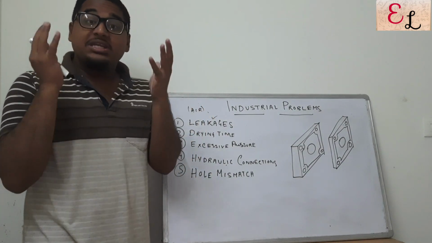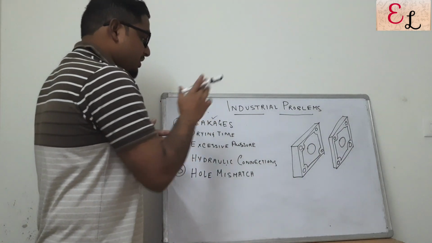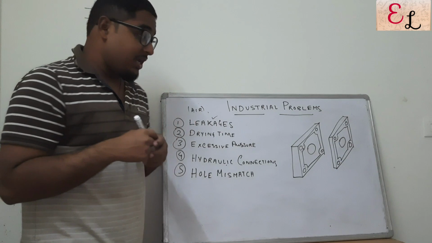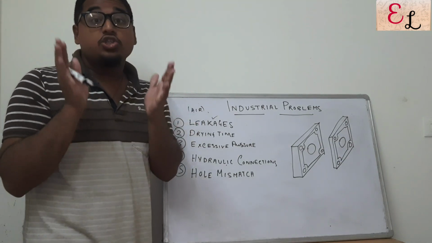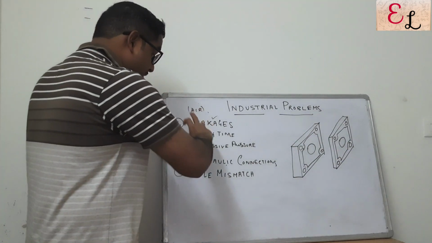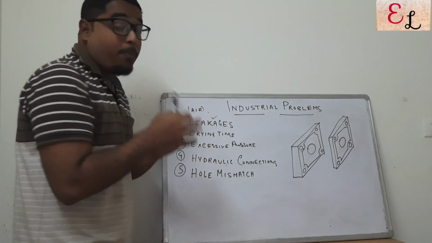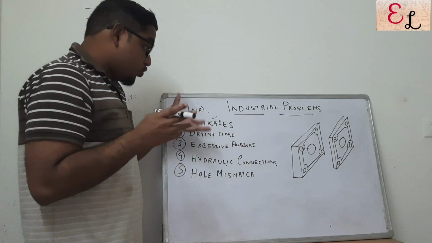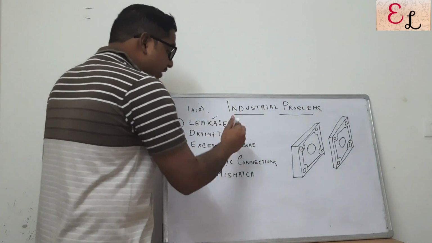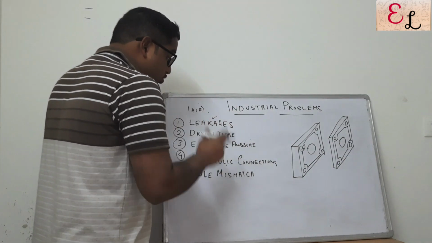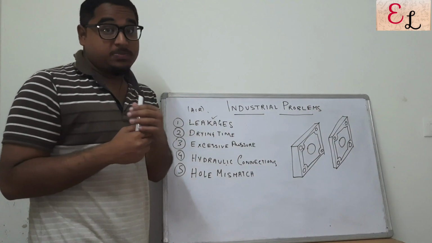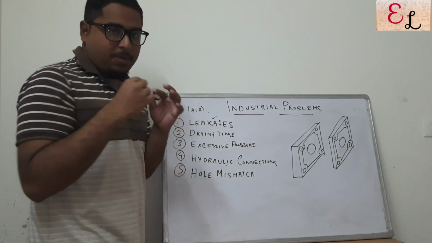Now, why do these leakages occur at all? We need to understand that. What are these leakages? Why are these leakages being caused? And how can we actually stop those leakages? To understand the problem of leakages, first of all, let me tell you that all these 5 problems associated with filter presses are somehow interlinked with each other. So leakages are interlinked with excessive pressure, leakages are also interlinked with hydraulic connections, and leakages are also linked with hole mismatch.